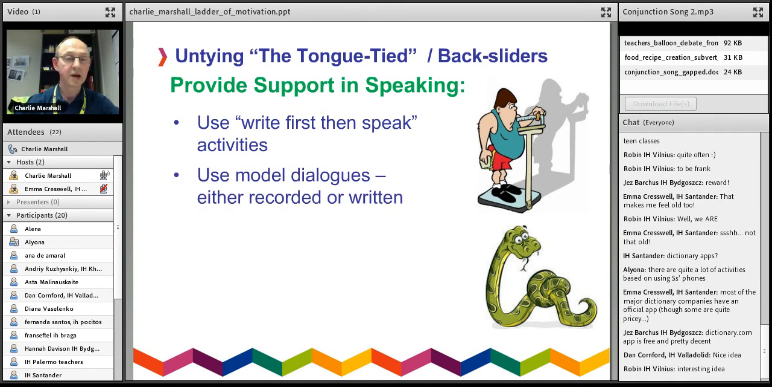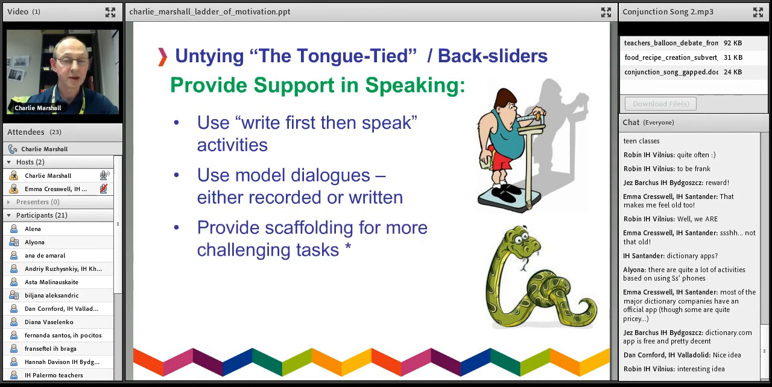Another idea is to use model dialogues. Now, this is obviously something that's in a lot of course books already, but you can write your own. You can write your own with the names of the students in the class. And they can either be recorded or they could just be written, and the students could perform them together before they go on to customize them and make them their own dialogues afterwards.